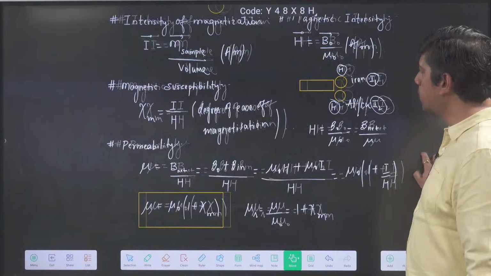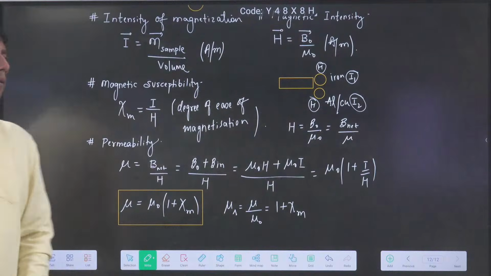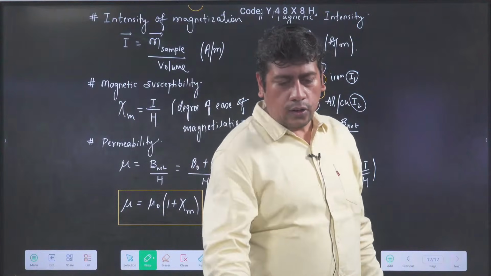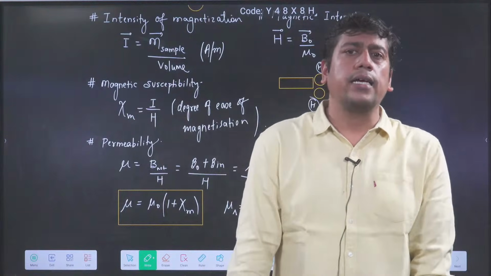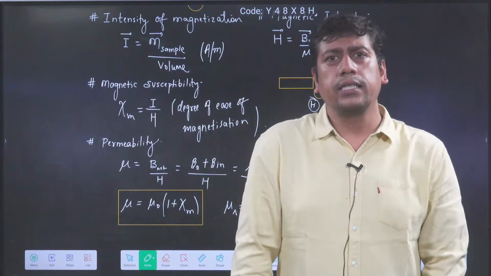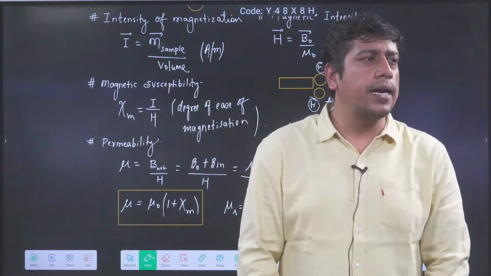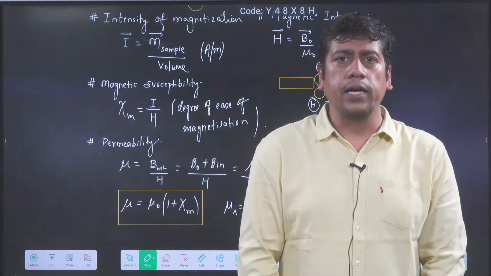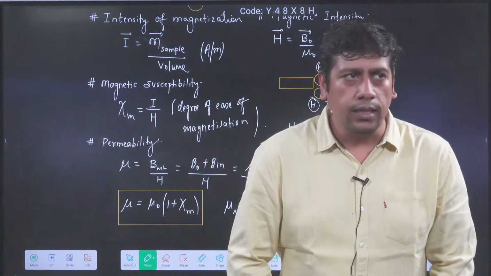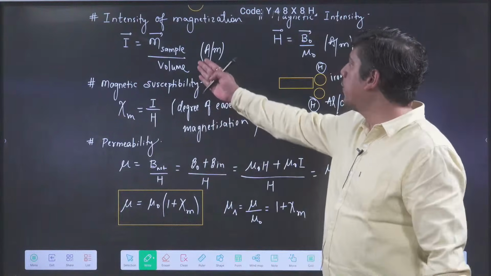Remember these 5 terms. Again, I will go through these 5 terms. First one is intensity of magnetization. It talks about the material which is getting magnetized. If a material is getting strongly magnetized, it means its I value is large. Like for a ferromagnetic material, I value is very large because a ferromagnetic material gets strongly magnetized in a magnetic field.